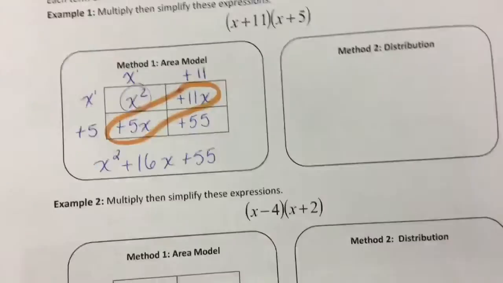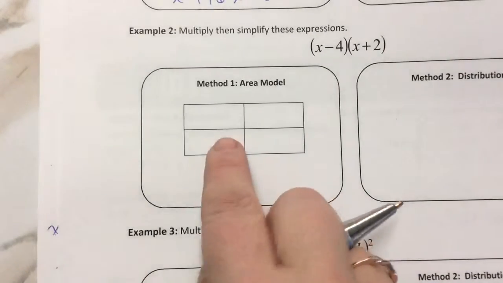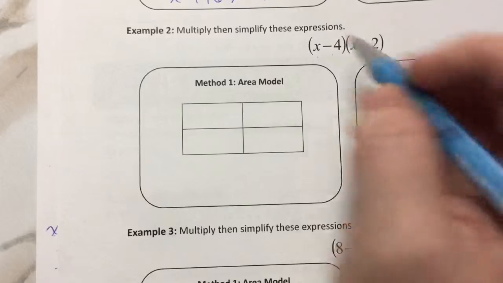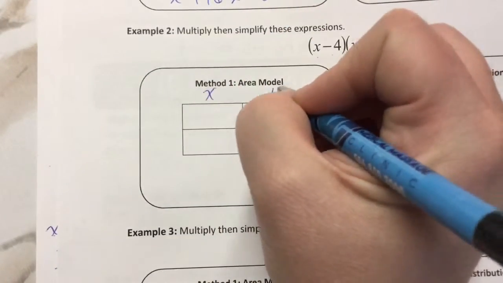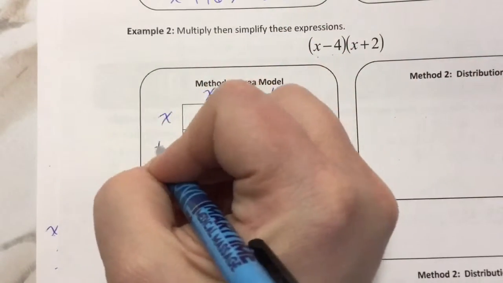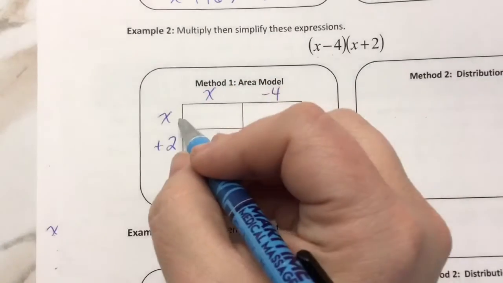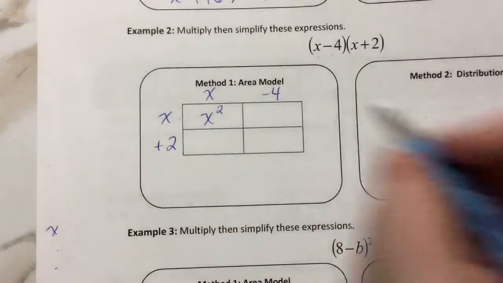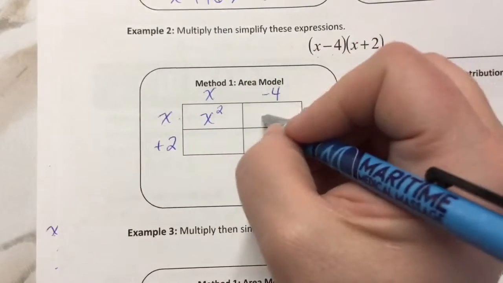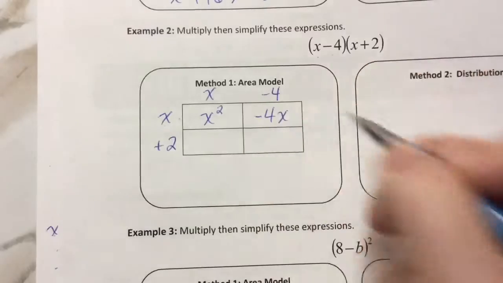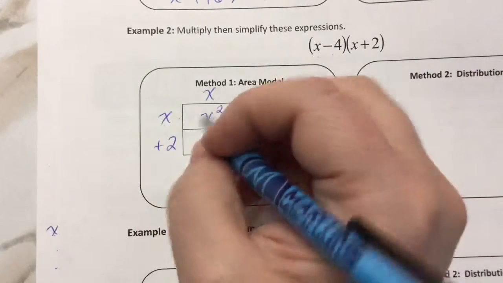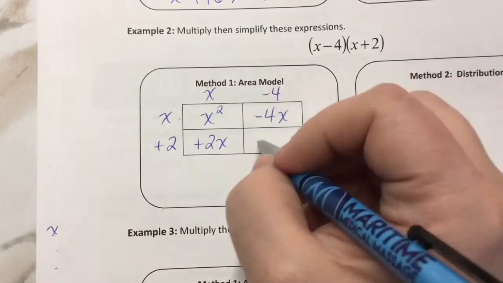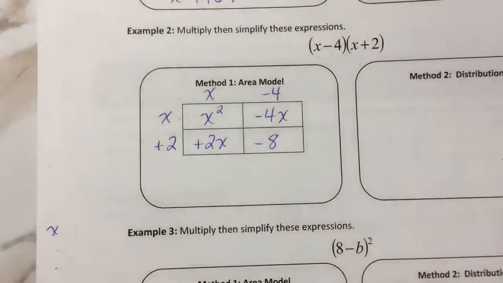All right, so same thing for this guy here. So I have x minus 4 and x plus 2. So multiply my x times my x to give me x². My negative 4 times my x gives me negative 4x. And my x times plus 2 gives me positive 2x. And 2 times negative 4 is negative 8.